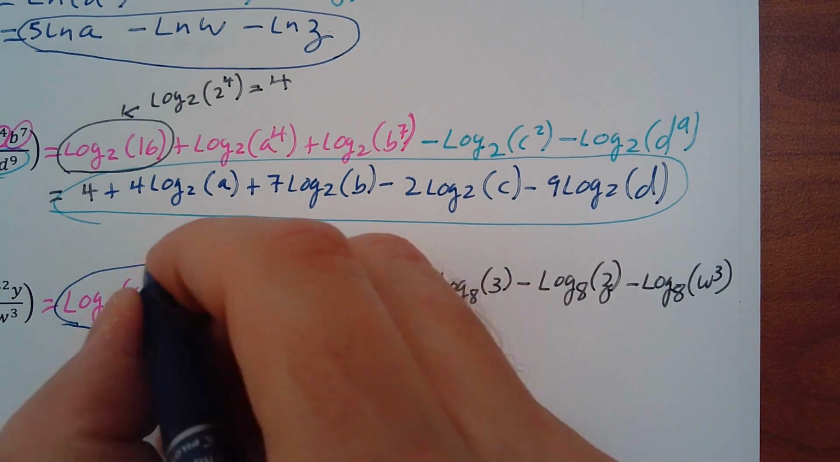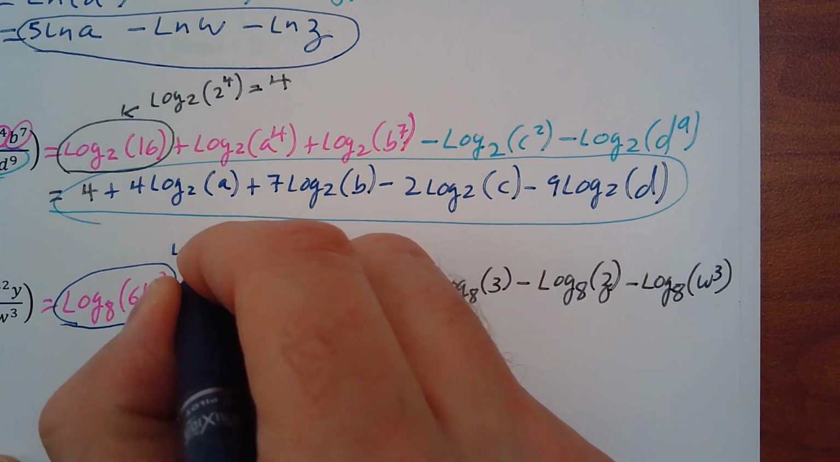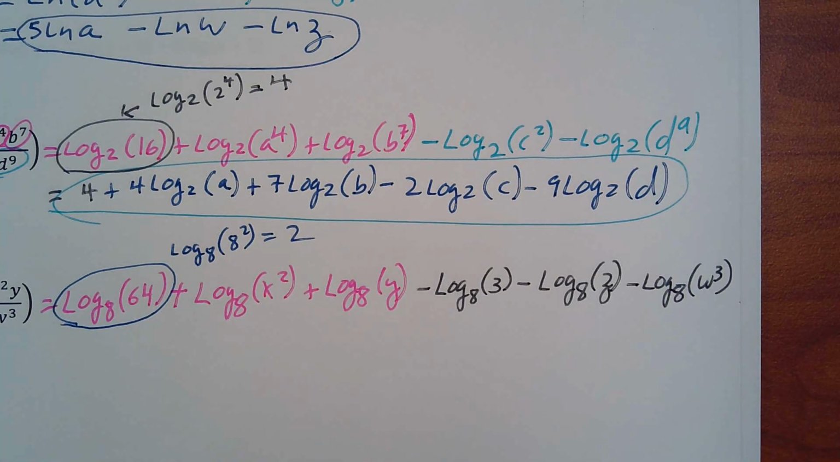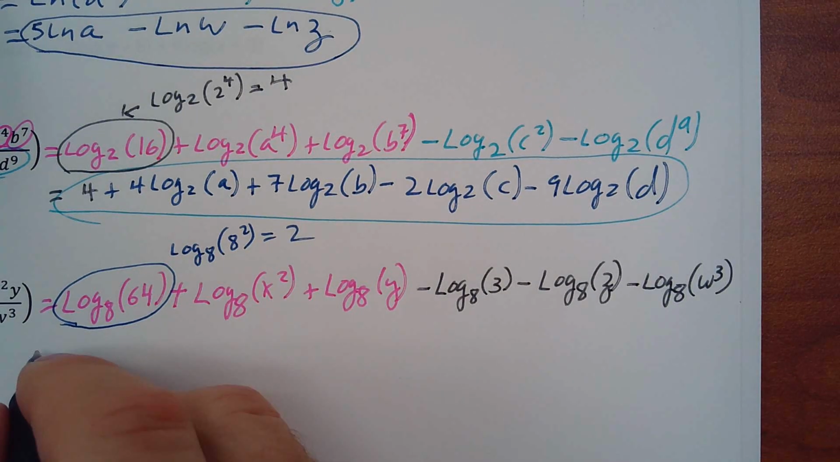If I look at this one, that's log base 8 of 8 squared. That's going to yield me 2. So that's going to simplify to 2.